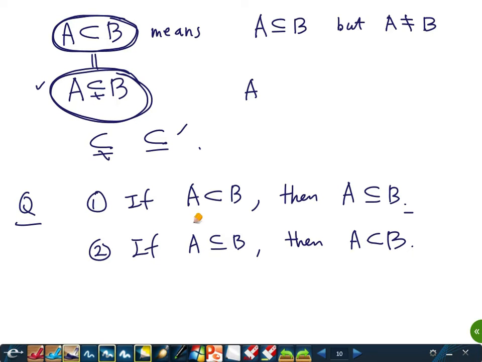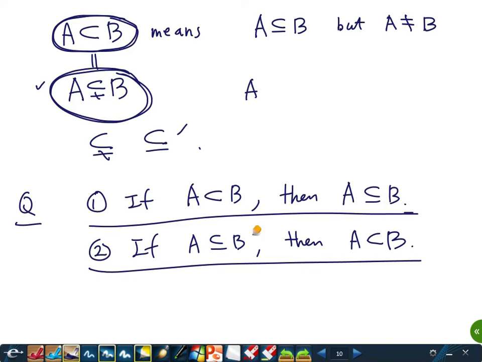Okay, it's clear, so I don't need to tell you more explanation. What about this? So it's true. It's obviously true because this condition is already included here. What about this? Is this true? If you think this is not true, can you find a counterexample for A and B?